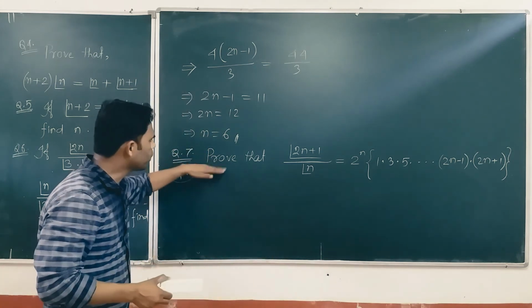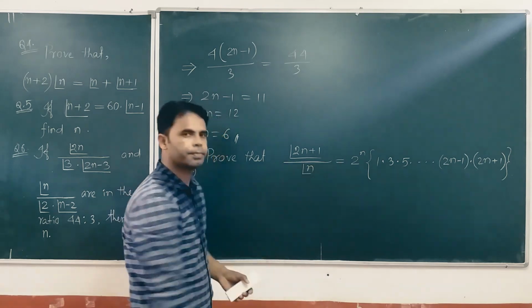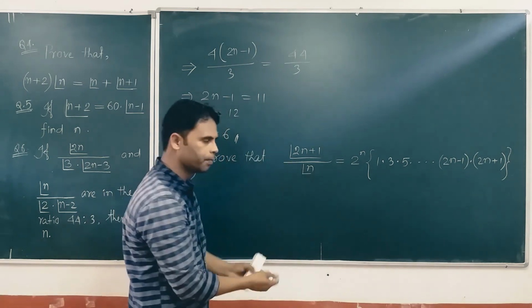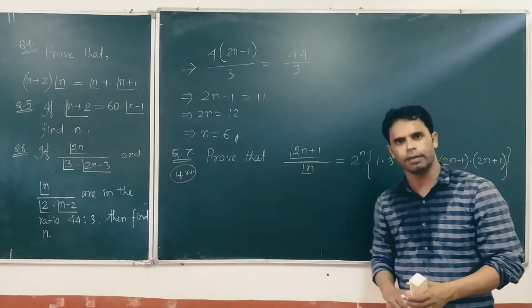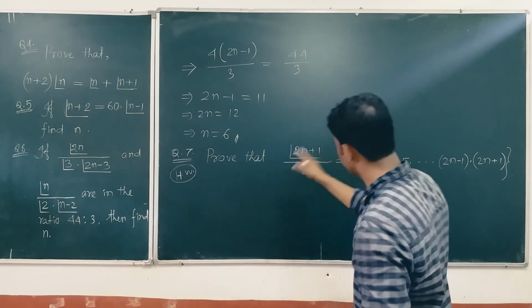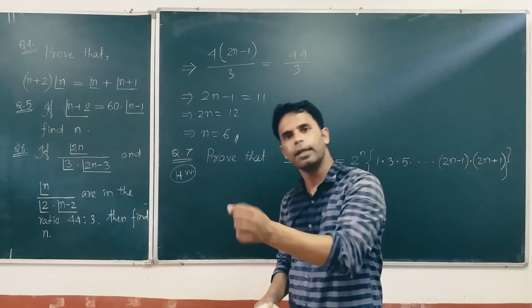So you see, prove that this one is equal to this one. First of all, you take the left hand side to lower, then expand the factorial of 2n plus 1. It will be a lower expansion: 1 into 2 into 3 and so on up to 2n, then 2n plus 1.